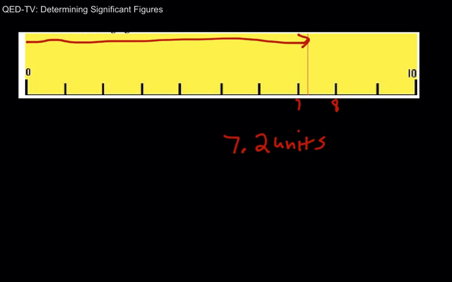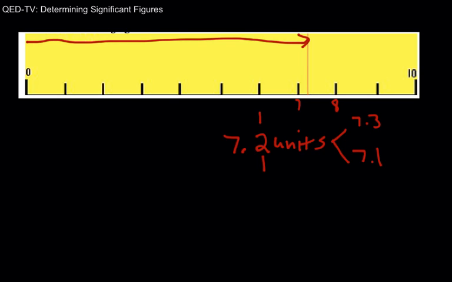Now, is that more precise? Yes. Is it an exact number? No. Measurements can never be an exact number. There's always some range involved. So what do I actually mean when I say 7.2 units? I mean I'm fairly confident that my measurement is somewhere between 7.1 and 7.3, one above and one below my estimated digit. So 7.2 doesn't actually mean 7.2. It means somewhere between 7.1 and 7.3. It's a lot more precise than just saying 7.